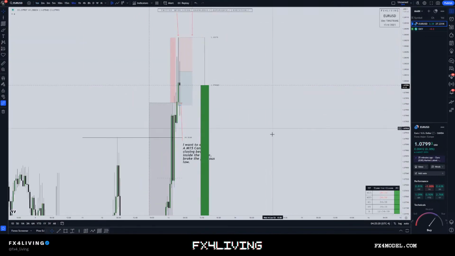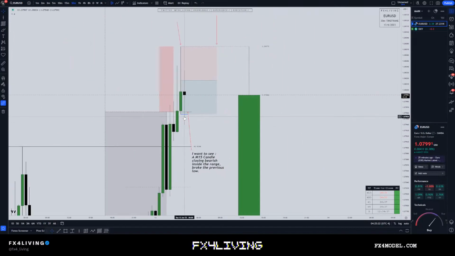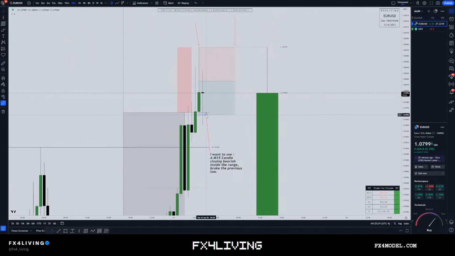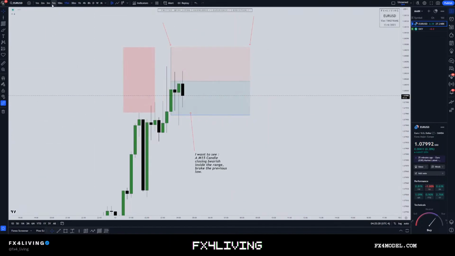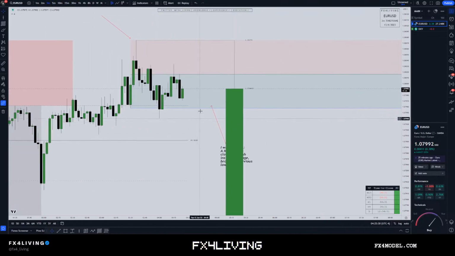I'm gonna identify this 30-minute low, right? It's pretty important. This blue line here is the 30-minute low. So if I go back on the 3-minute, for example, I would like to see a candle break below this low.